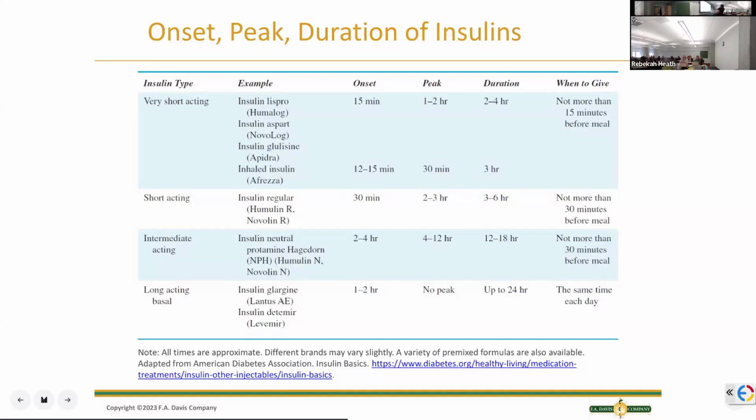The long actings, they don't have a peak. They start working and then they just stay. They're that tricky faucet, like our pancreas does with our basal. The duration of the very short acting insulins, right?